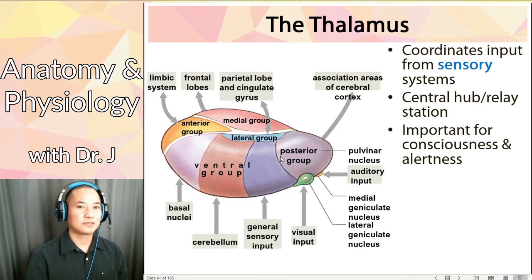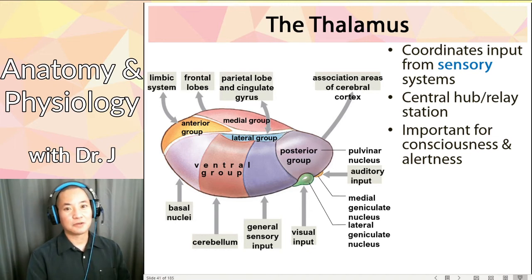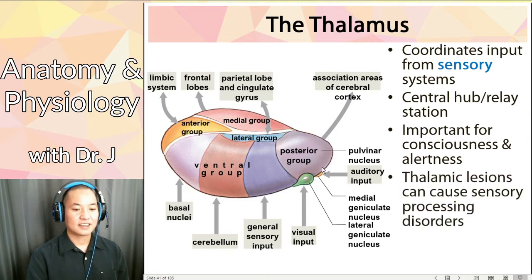It's also important for the overall consciousness. How do you know where you are? How are you aware of yourself? And are you awake and not asleep? So the thalamus is also important in that. Because it coordinates all these sensory signals, lesions and damage to the thalamus can cause sensory processing disorders.